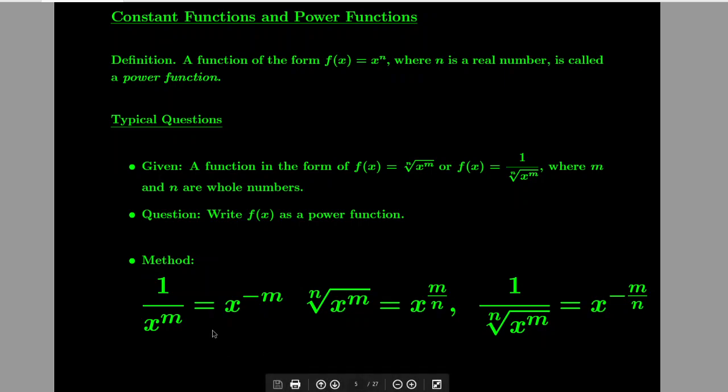Now, the function we are talking about now is 1 over x squared, in which the m value is 2, right? And then you use the first formula. You can convert the function to the form of x to the power of negative 2, right? That's why the function is essentially a power function. Any function that can be rewritten, can be converted to the form of x to a constant power, is called a power function.